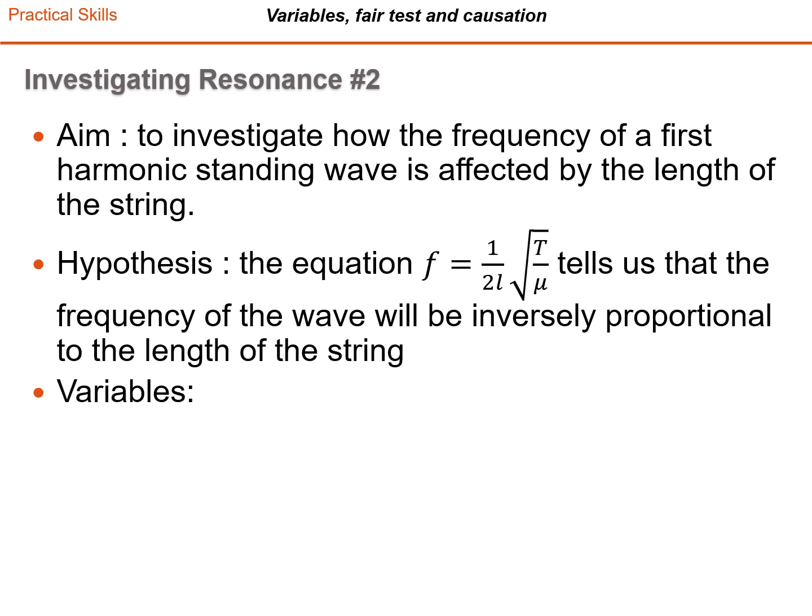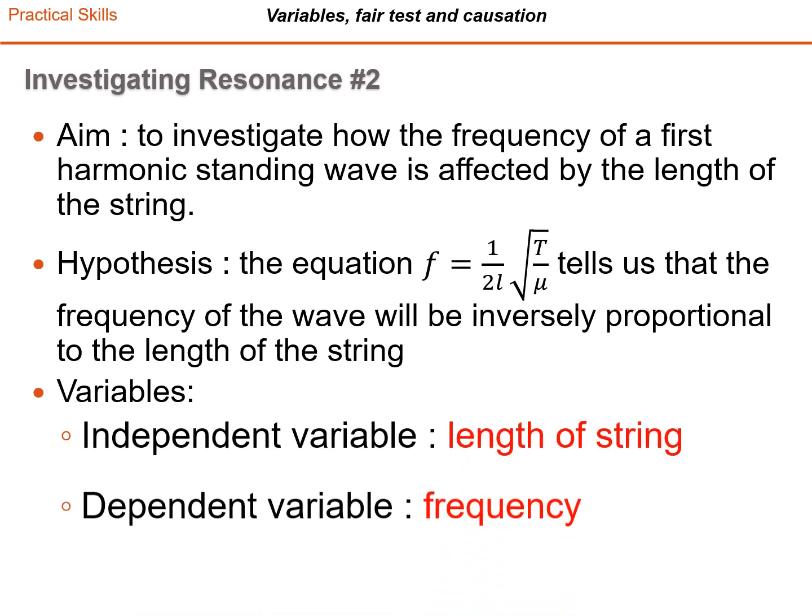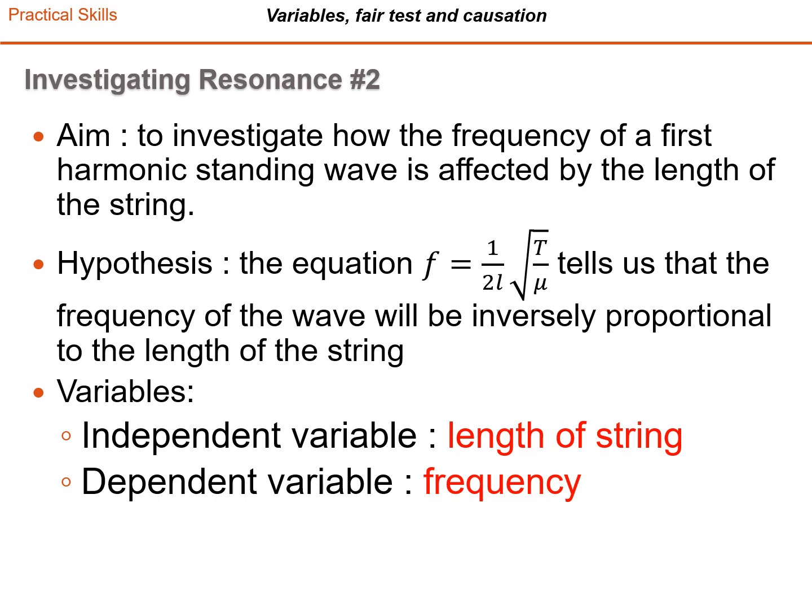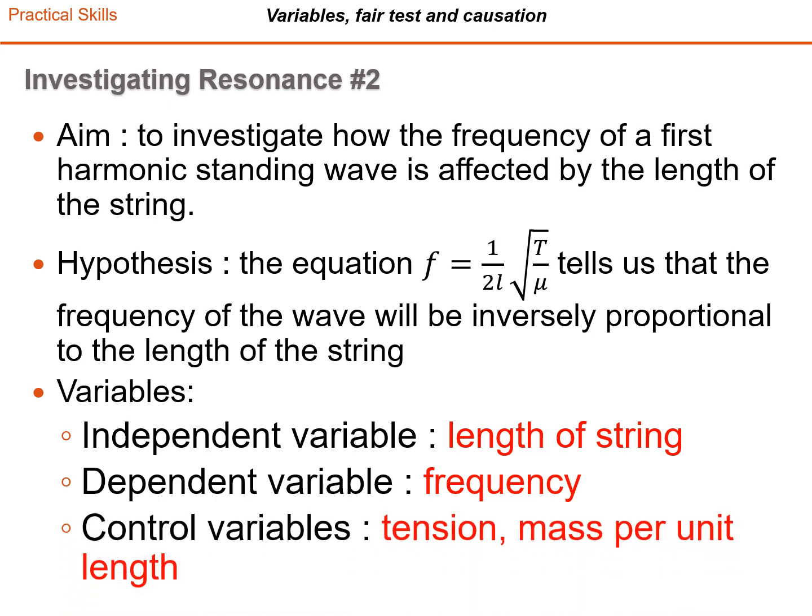So hopefully you have no problem in getting these variables here: the independent variable being the length of the string, the dependent variable being the frequency, and the control variables then being the tension and mass per unit length. If you've included in there the friction in the pulley, that's fine as well.